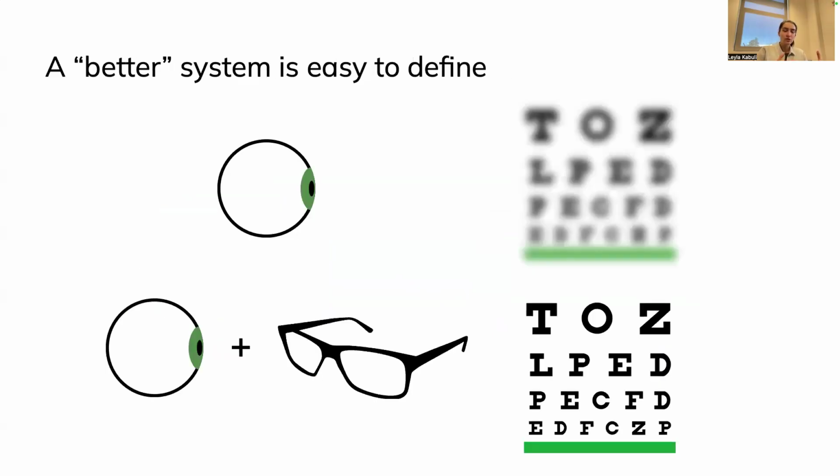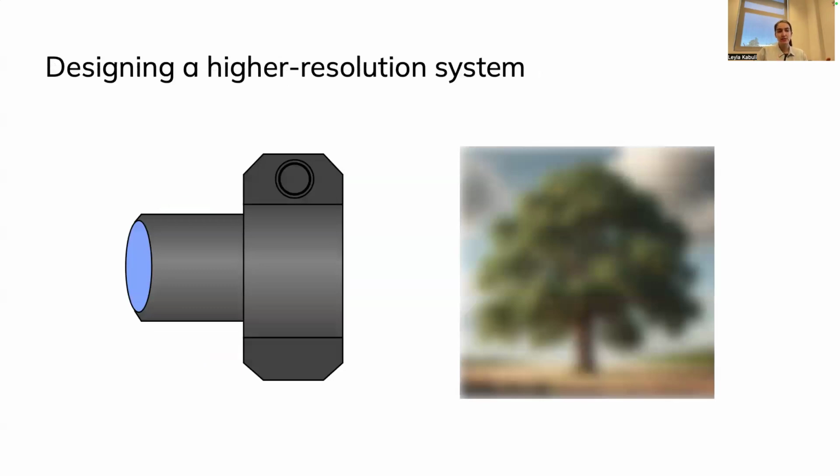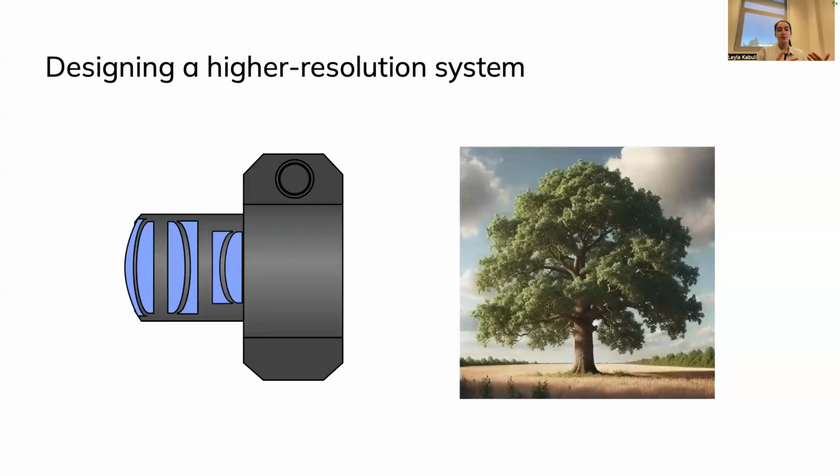And with these human interpretable systems, it's pretty easy to define what's a better system. It's going to be one that produces sharper images. And this provides very helpful design guidance if we want to build better traditional cameras, because if we want to make an image sharper, we can ask an optical engineer to add more optical elements, and then we'll get a better looking picture.